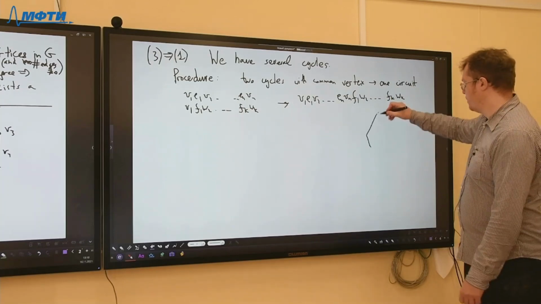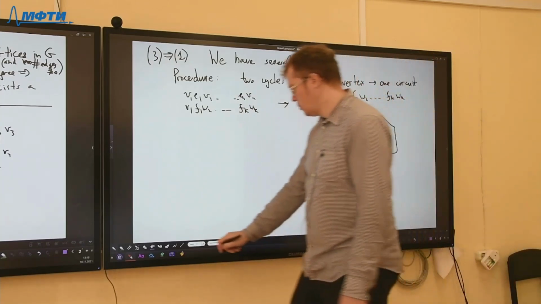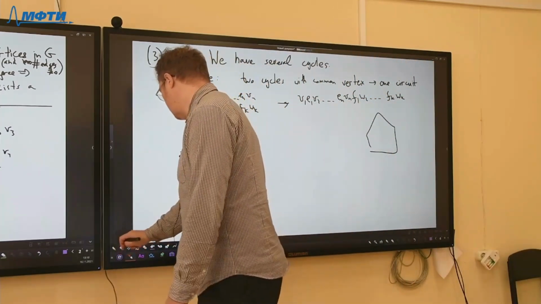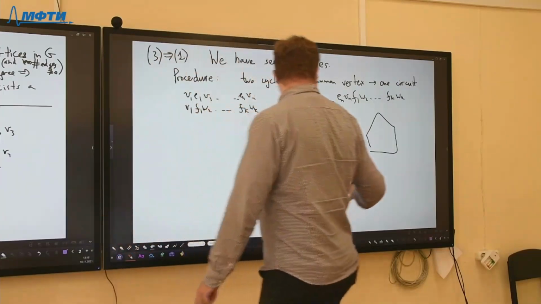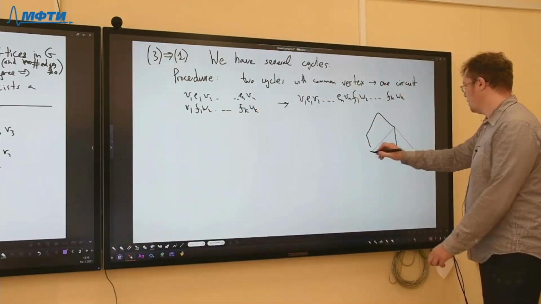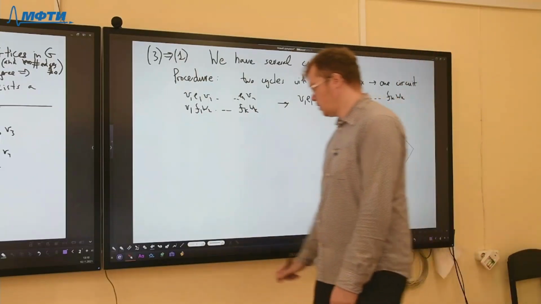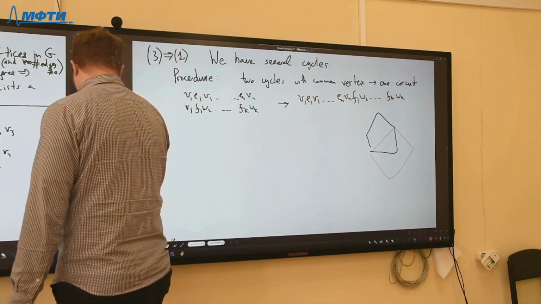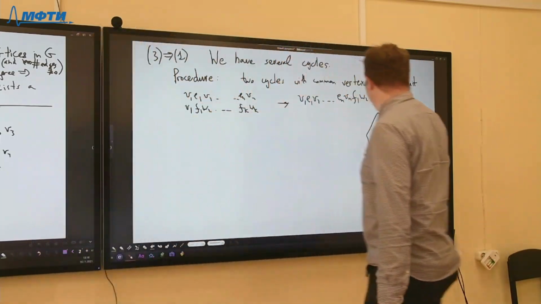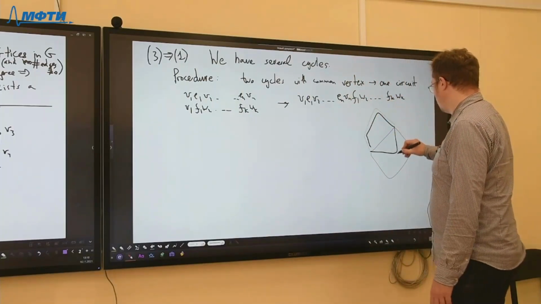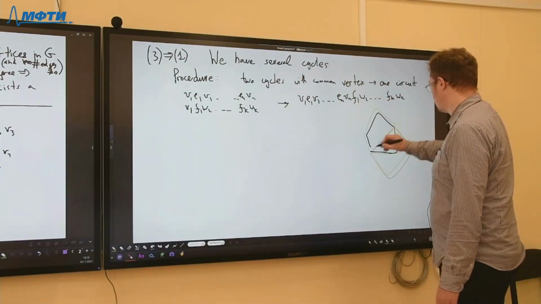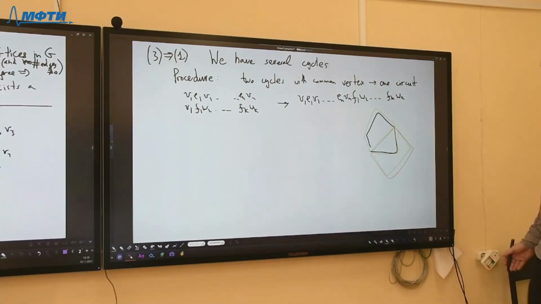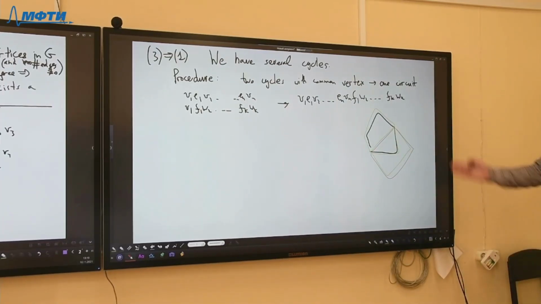So if we have one cycle here and one cycle here, then we can go through each vertex of one cycle, then go to the other cycle. So we will have one circuit containing all the edges of these two cycles.